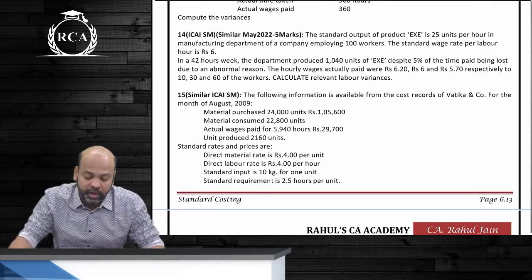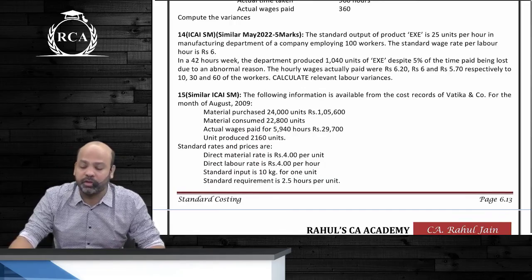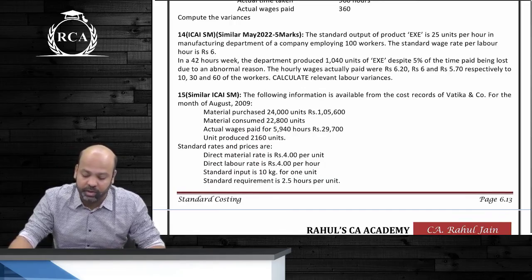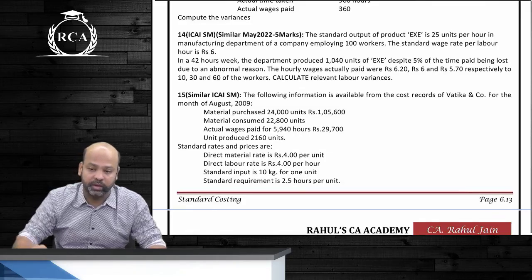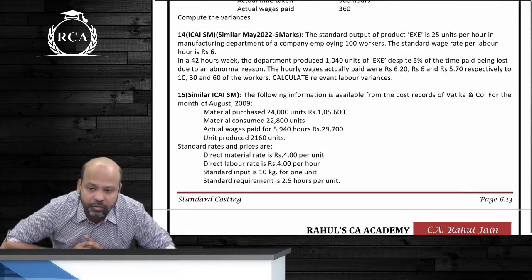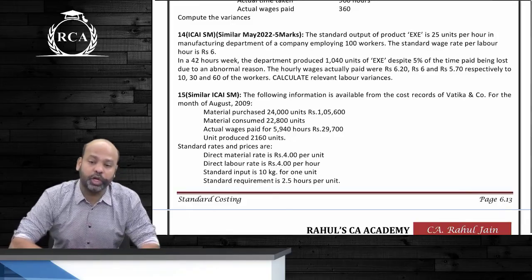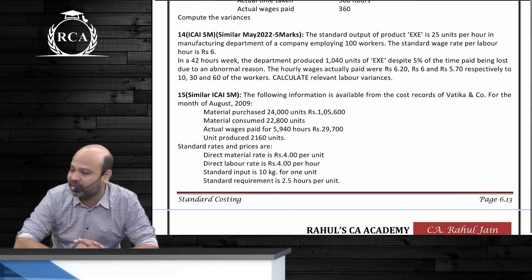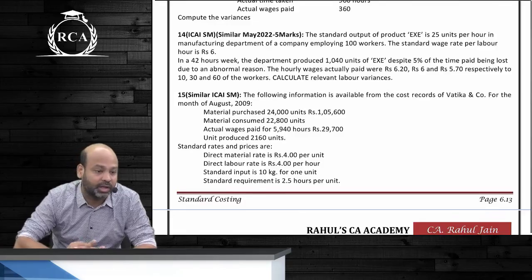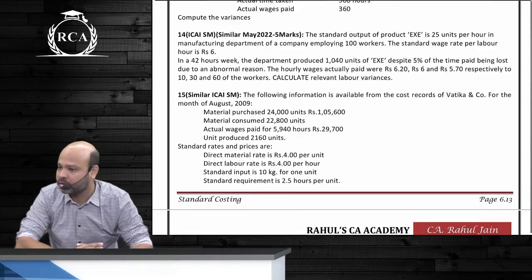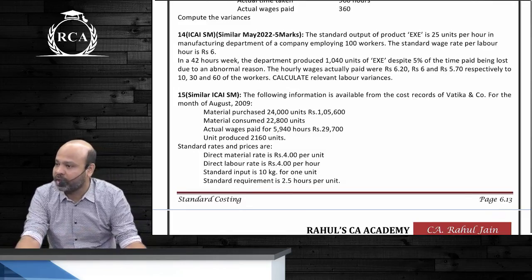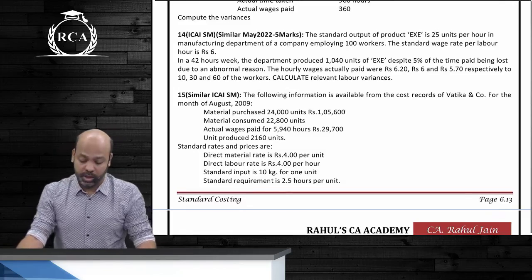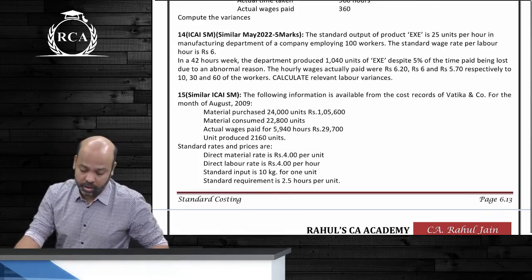The department has produced 1040 units of X despite 5% of the time being lost due to an abnormal reason, idle time. 42 hours per worker is what you are going to pay them. 42 minus 5%, 39.9 is what they are working for. Is it making sense or not? Every employee would be working for 39.9 hours.